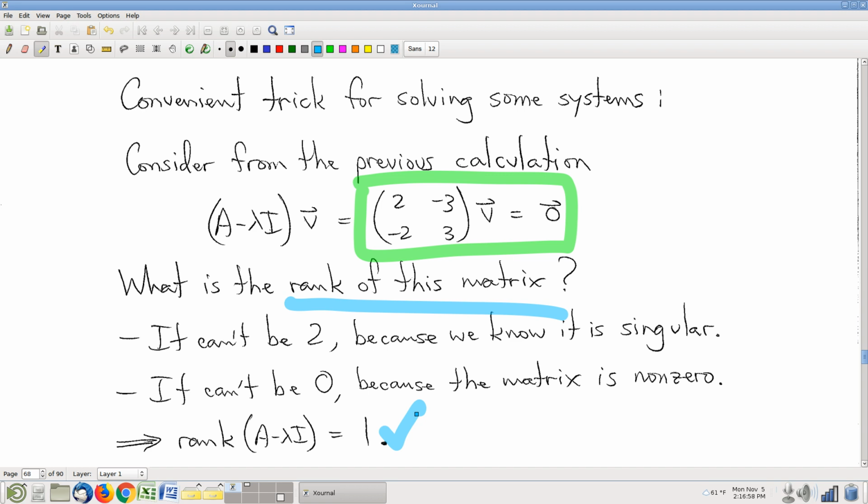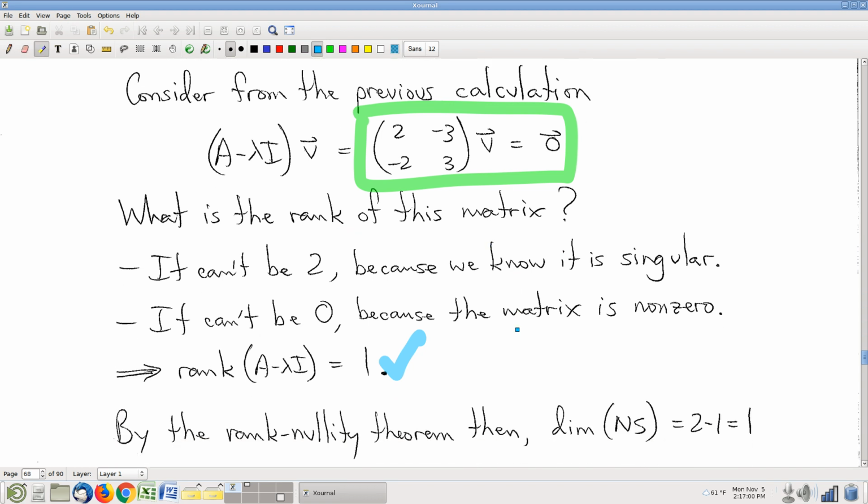Okay, why do we care about that? Well, rank-nullity theorem, right? The dimension of the null space plus the rank has to add up to 2. Or said differently, the dimension of the null space is 2 minus the rank. Now, this is a result from section 2.4, the rank-nullity theorem. So the rank is, I'm going to say, obvious by inspection. Therefore, the dimension of the null space that I'm looking for is obvious by inspection.